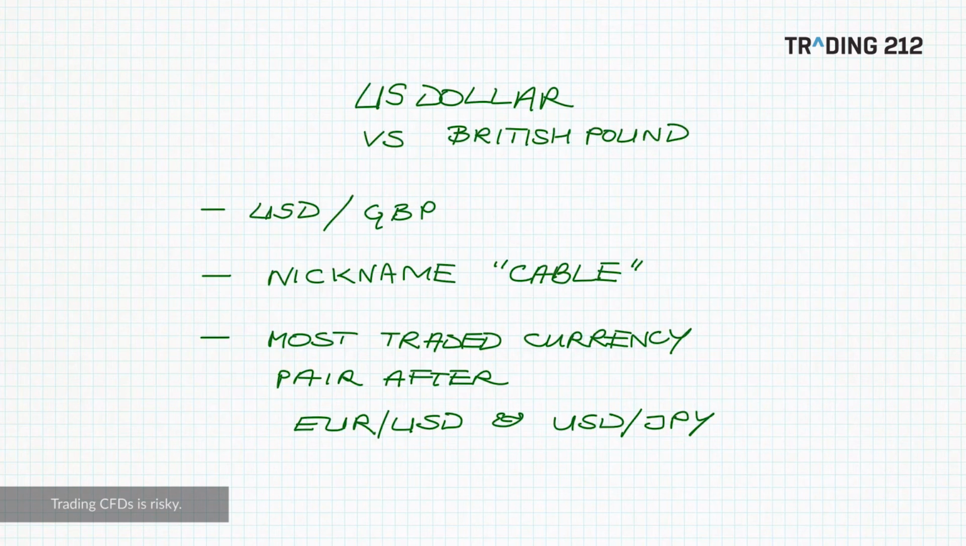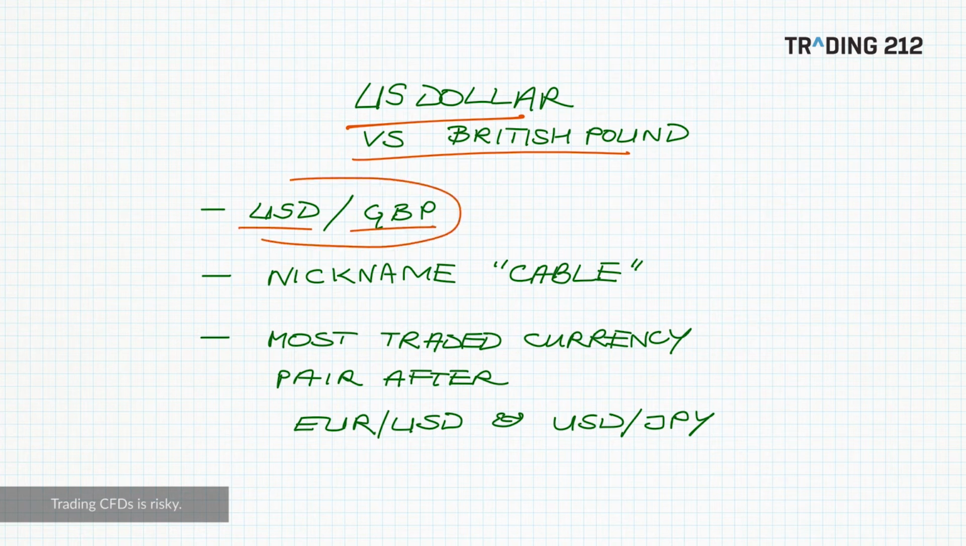The US dollar versus the British pound is one of the most popular currency pairs. As we established in some of our earlier videos, the three-letter code for the US dollar is USD and the three-letter code for the pound is GBP. And so we write dollar against the pound as USD/GBP like that. And the nickname for the currency pair is cable, and that's a term that dates all the way back to the 19th century.